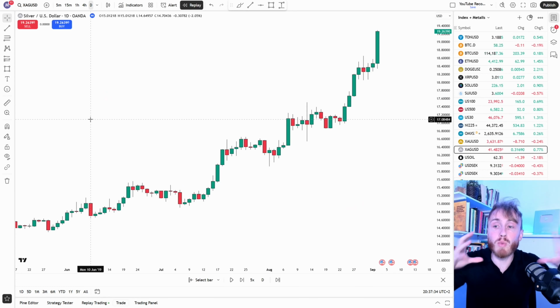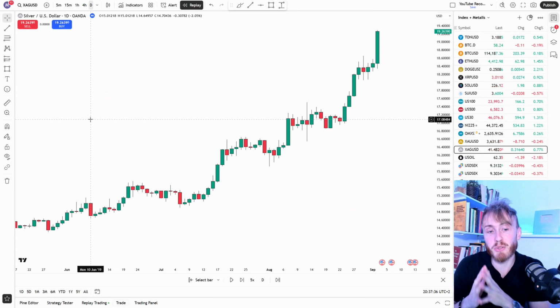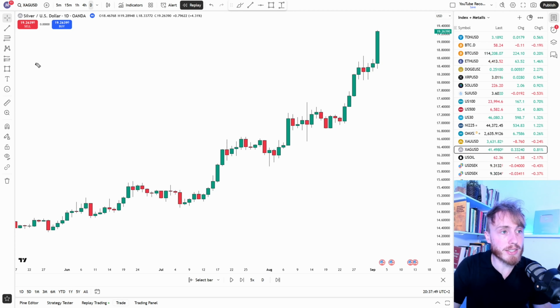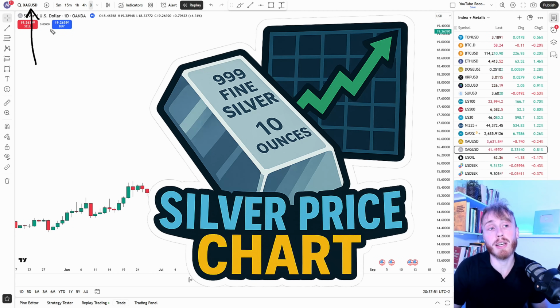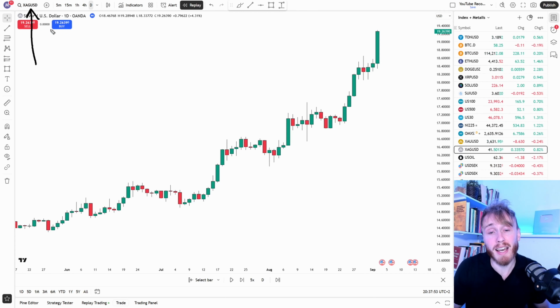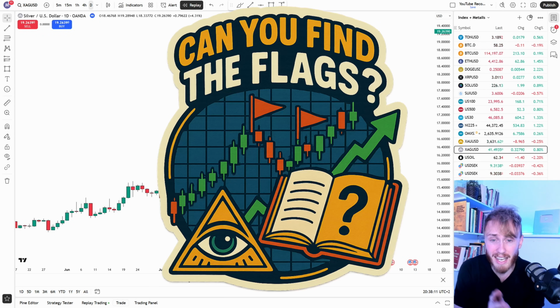Alright, so now let's once again jump back here into TradingView. Currently, we're actually looking at a silver chart just for some variation. As I said, you can use technical analysis to trade anything from crypto, forex, stocks, but you can also trade commodities like silver and gold and so on. But right now we are here on a daily time frame. But I want you guys to take a close look at this chart right here. Can you identify any flags on the chart?